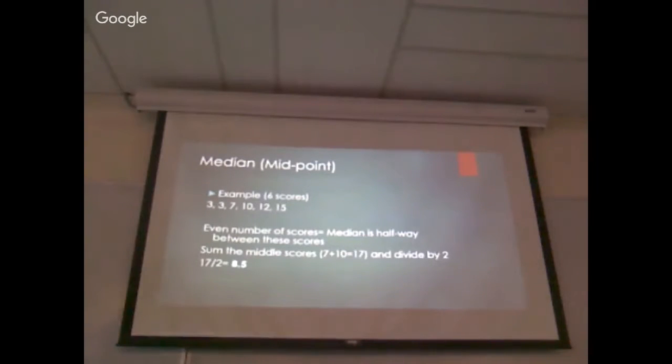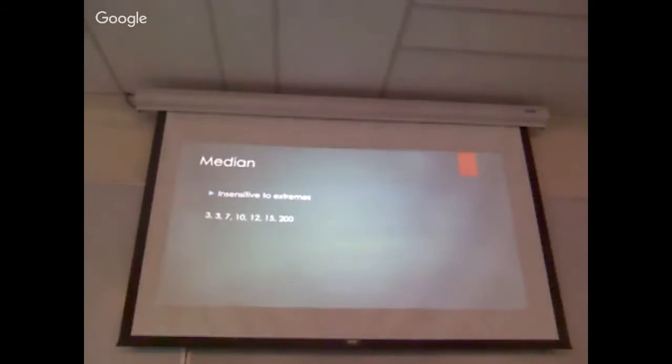Another example here, if you wanted to do this just by cutting a distribution in half, even number of scores, meaning it's going to be the halfway point between these scores, sum the middle scores and divide by 2. So 7 and 10, the median, if you're to say that this comes from the same population, would fall at 8.5. And this other characteristic: insensitive to outliers and extreme scores.